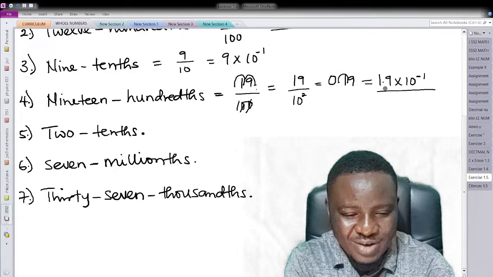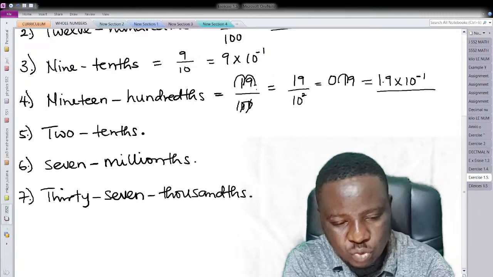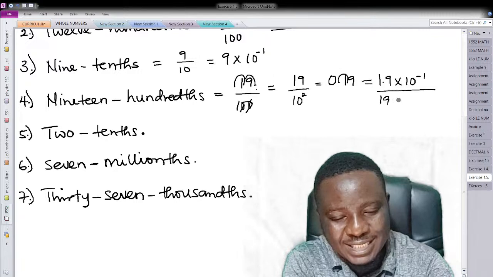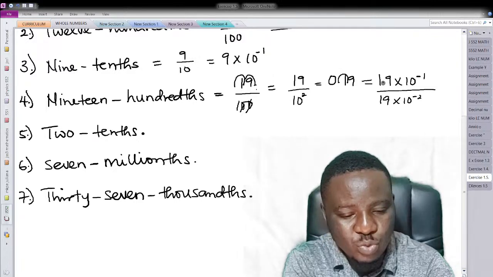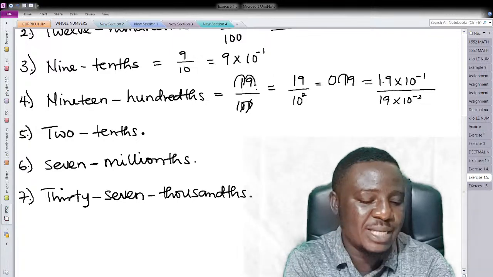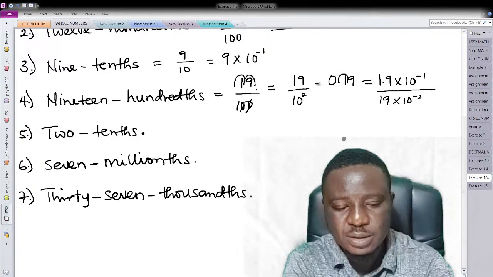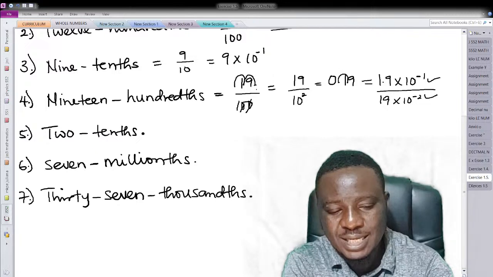Okay, so it is either 1.9 times 10 raised to the power of minus 2 or 19 times 10 raised to the power of minus 2, because you can move the decimal point one time again. So it is either this or this. Anything other than this is wrong.